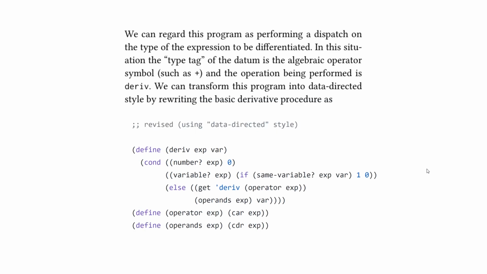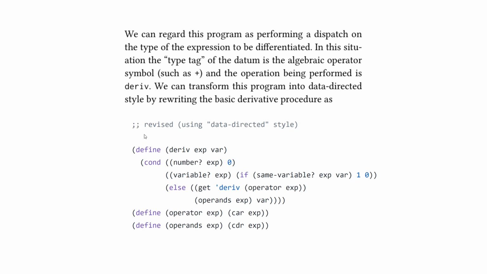The question goes on to read, we can regard this program as performing a dispatch on the type of the expression to be differentiated. In this situation, the type tag of the datum is the algebraic operator symbol, such as plus, and the operation being performed is deriv. We can transform this program into data-directed style by rewriting the basic derivative procedure as follows.